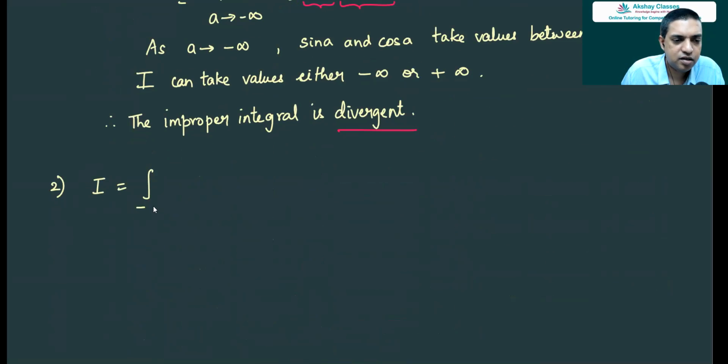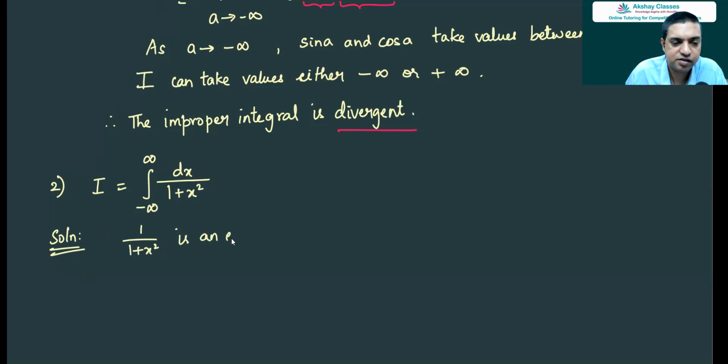I is the integral from minus infinity to infinity of dx upon 1 plus x square. Now, as x tends to infinity, the denominator goes to infinity, so the integrand goes to 0, but these are the limits. So now how to do this? The first thing is, I see that the integrand is even. 1 by 1 plus x square is an even function.